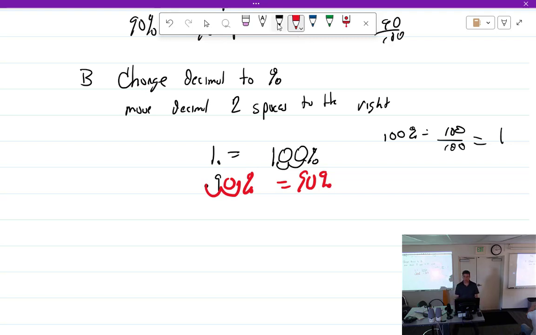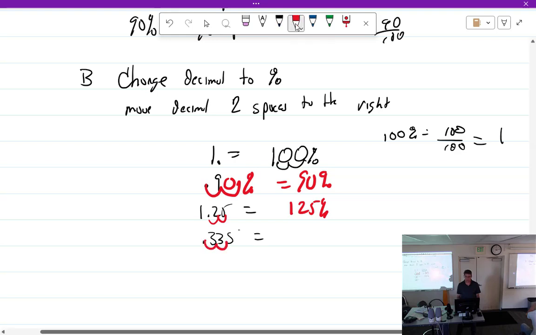1.25 equals 125%. How about 0.335? 0.335 equals 1, 2, 33.5%.